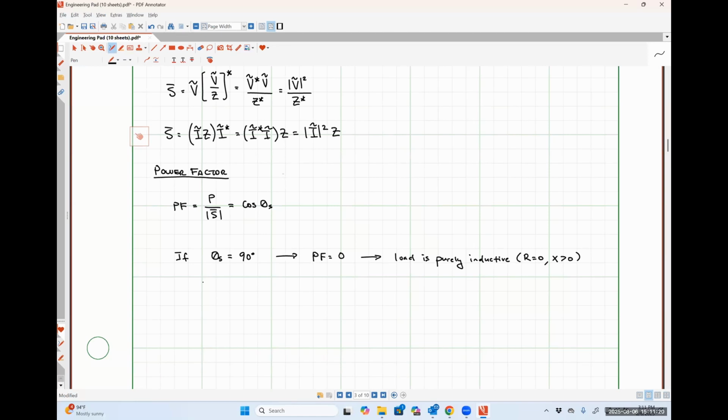If theta S is between 0 degrees and 90 degrees, then that means our power factor is between 0 and 1. And we have an inductive load.